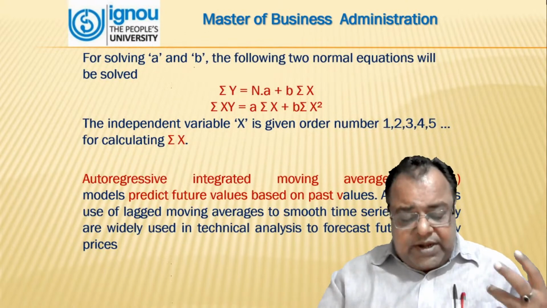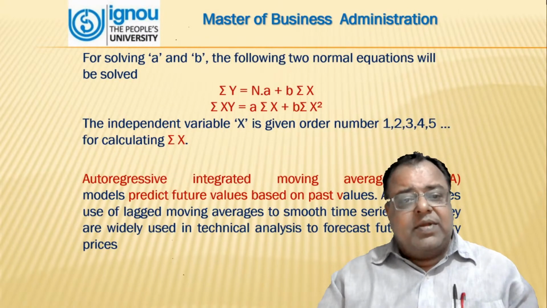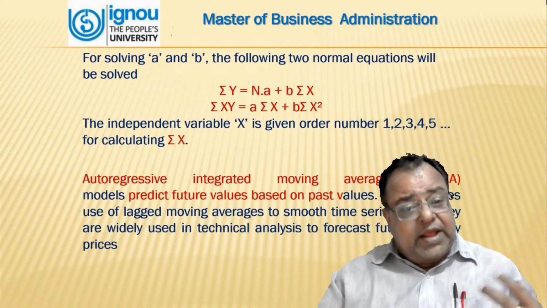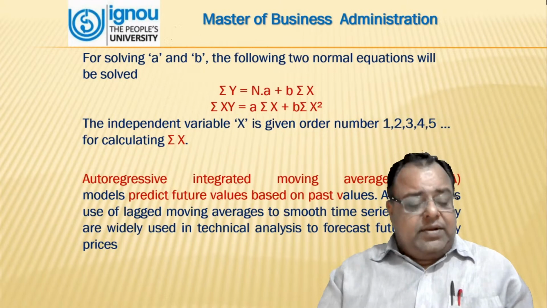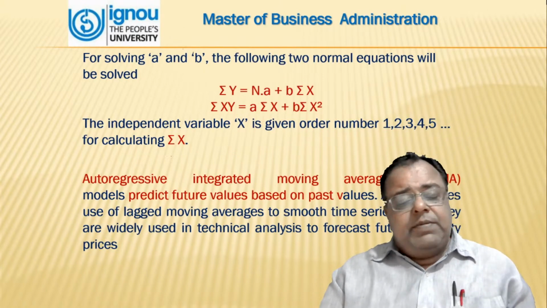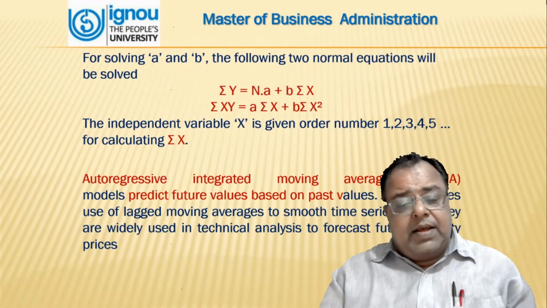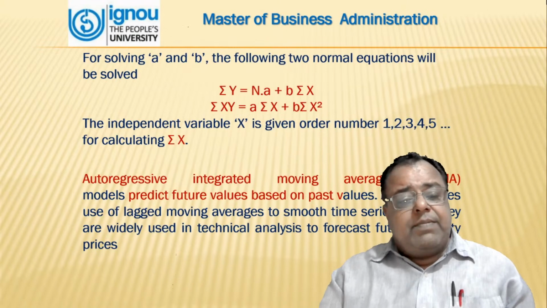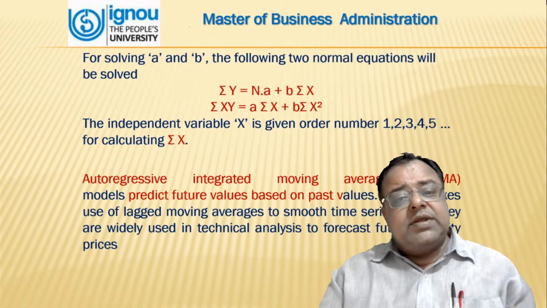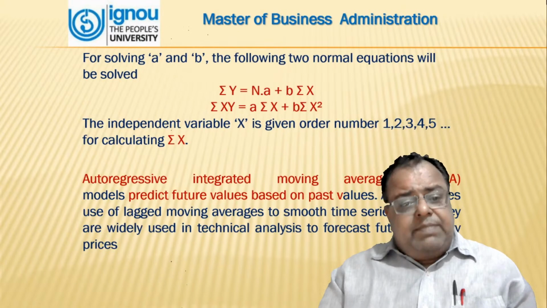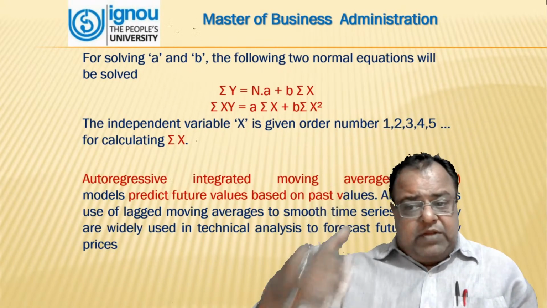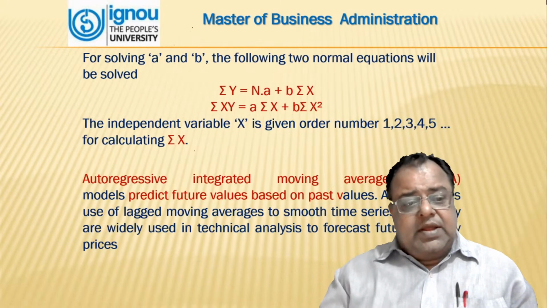Now, how to solve the problem? From the information given in the problem, as we are supposed to calculate the value of a and b, we will be using two normal equations, that is summation y equals na plus b summation x, and summation xy equals a summation x plus b times summation x squared. The independent variable x is given in order 1, 2, 3, 4, 5 for calculating summation x.